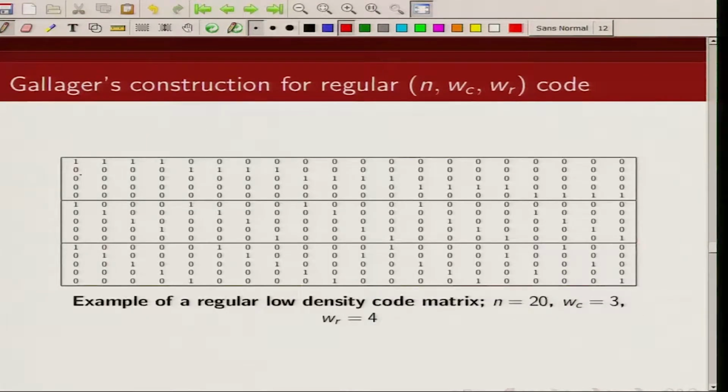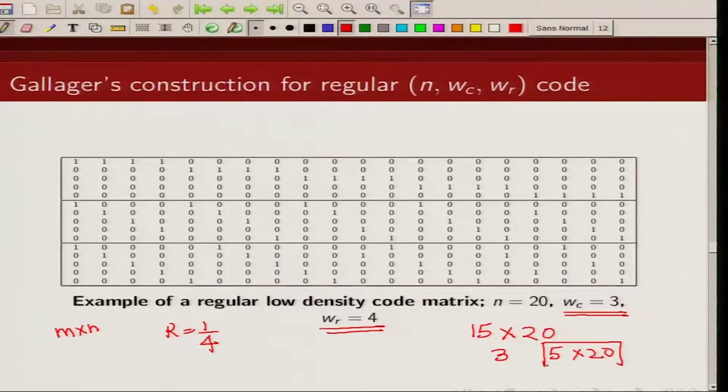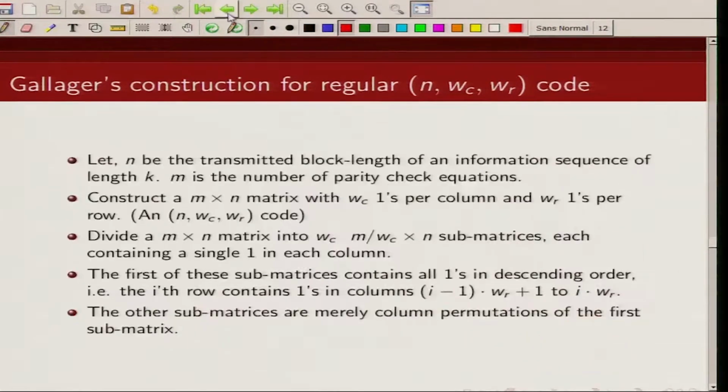First, you have an M cross N matrix. This was a rate half code, remember, with WC equal to 3 and WR equal to 4. So this is a 15 cross 20 matrix. Now you divide this 15 cross 20 matrix into 3 sub matrices of 5 cross 20. That was the first step.